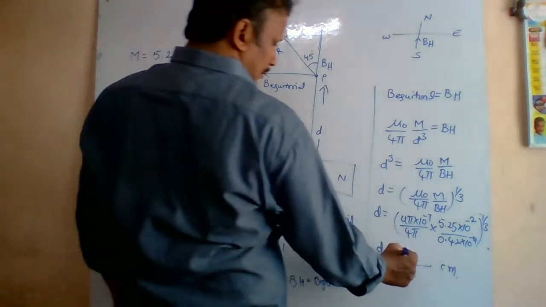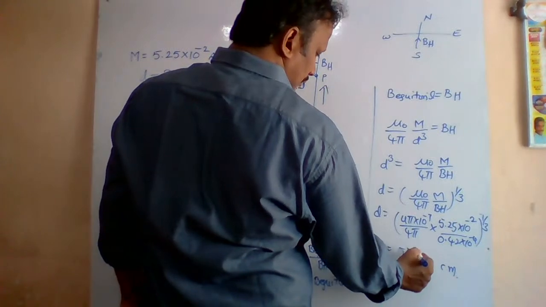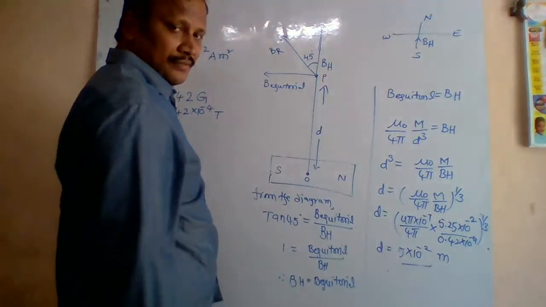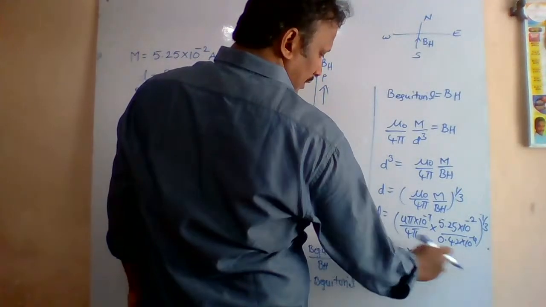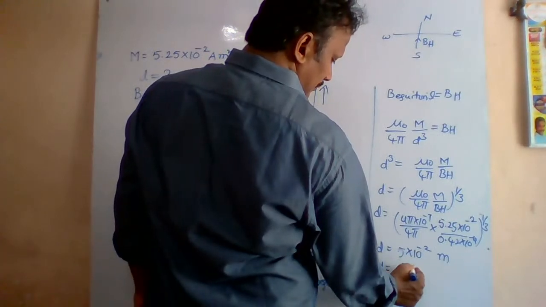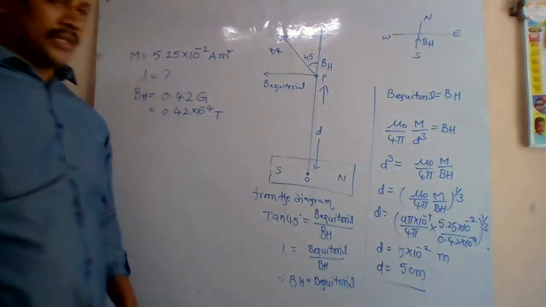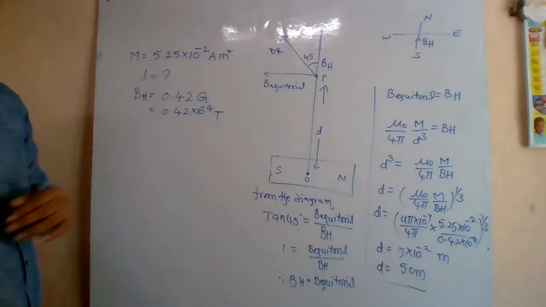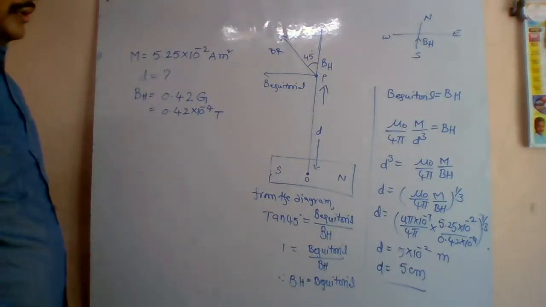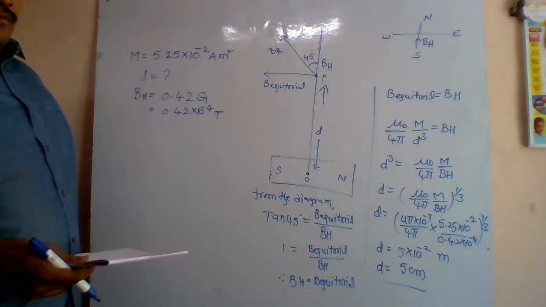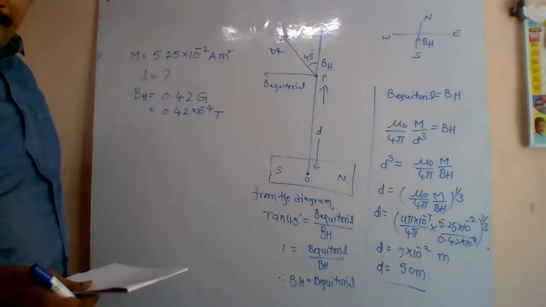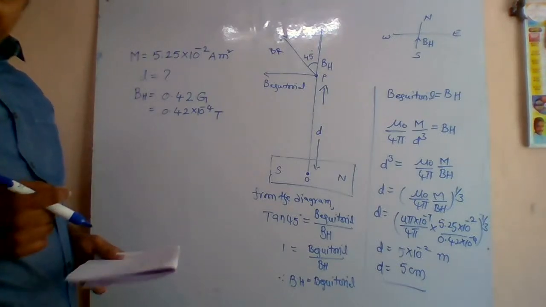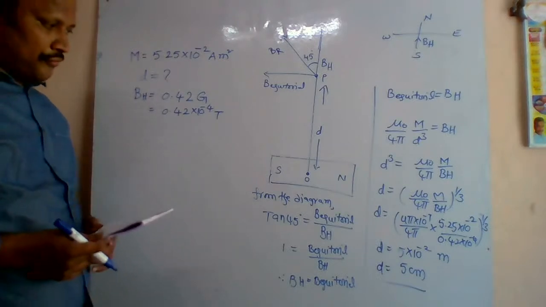So after simplification, we get 5 into 10 power minus 2 meters. Then 10 power minus 2 meters is nothing but what? 1 centimeter. So it is 5 centimeters, not 50 centimeters, 5 centimeters only. Your answer in centimeters is 5 centimeters.